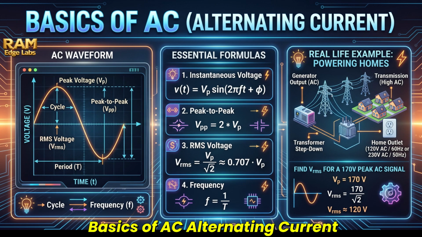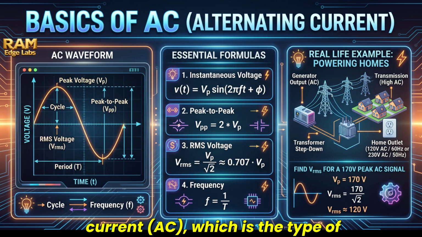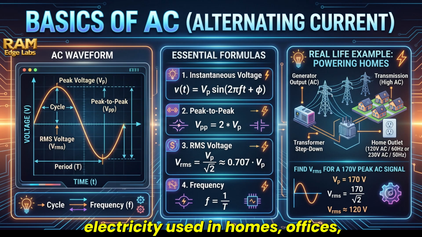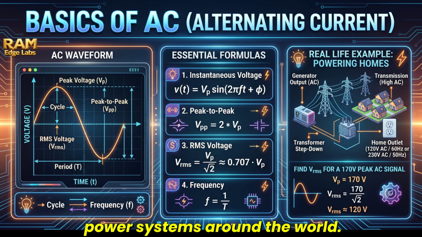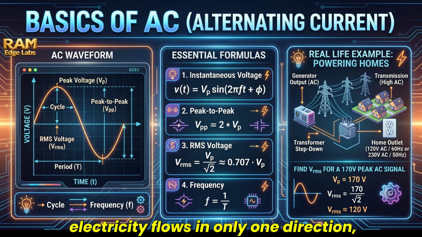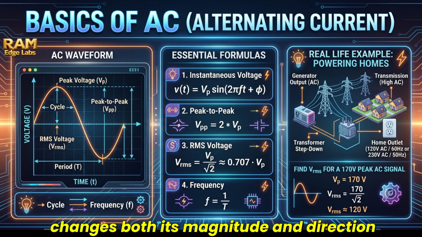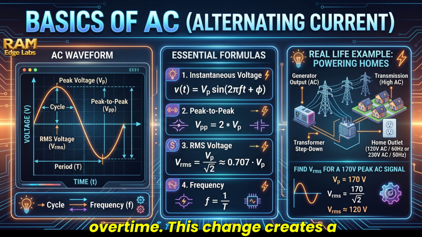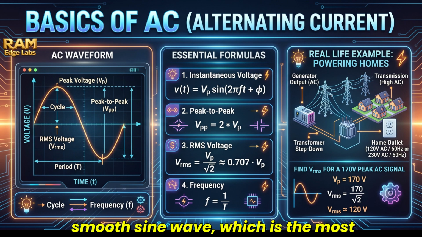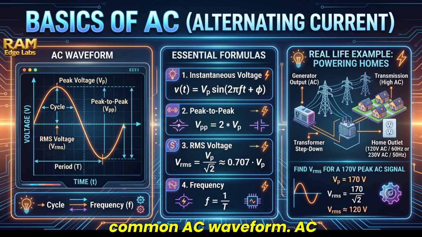Basics of AC, alternating current, detailed description. The image explains the basics of alternating current, AC, which is the type of electricity used in homes, offices, schools, factories, and most electrical power systems around the world. Unlike direct current, DC, where electricity flows in only one direction, alternating current, AC, continuously changes both its magnitude and direction over time. This change creates a smooth sine wave, which is the most common AC waveform.